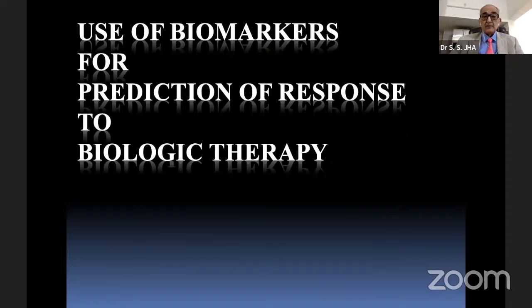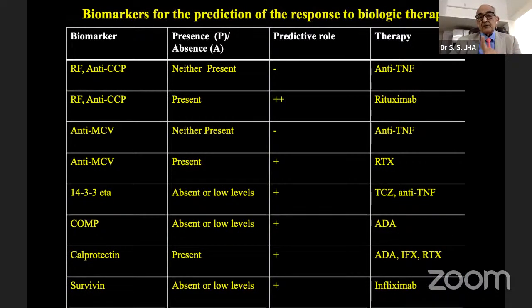Well, use of biomarkers for prediction of response to biologic therapy, is it possible? Yes, we can predict that if this particular biomarker is present, it should preferably be treated with this particular biologic. For example, if rheumatoid factor and anti-CCP both are present, they have a predictive role with rituximab. But if both are absent, anti-TNF should be prescribed. Anti-MCV, if it is not present, anti-TNF again. Anti-MCV present, rituximab. 14-3-3 eta absent or low levels, then tocilizumab and anti-TNF.